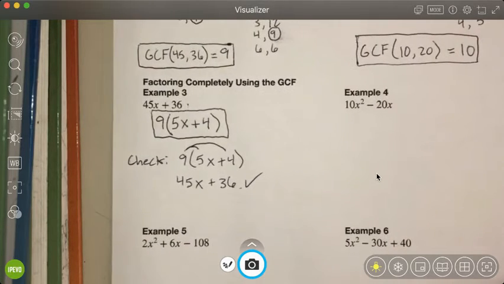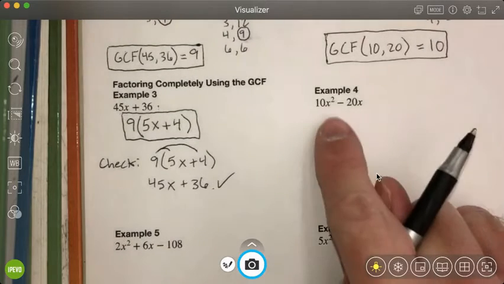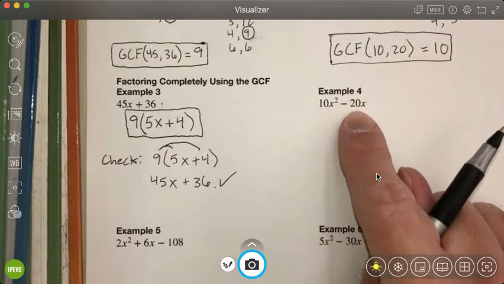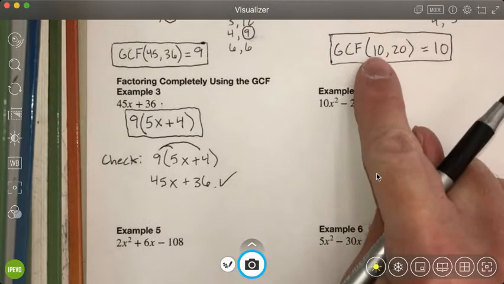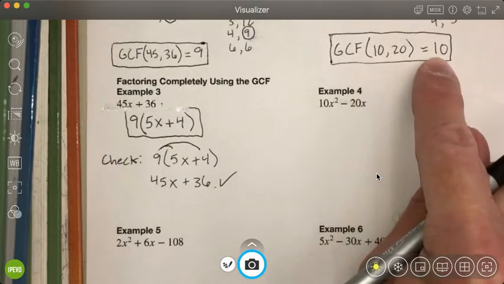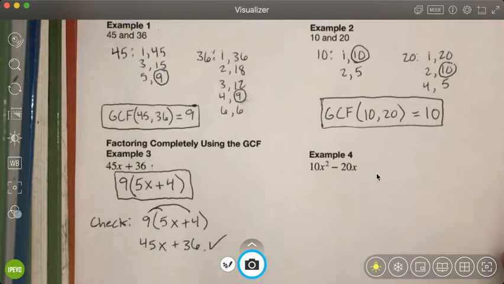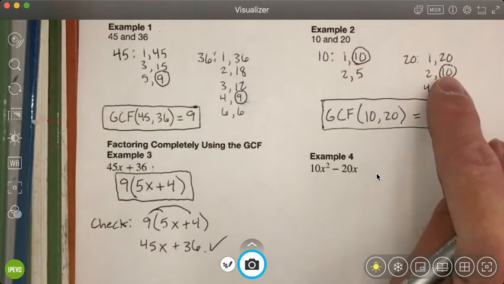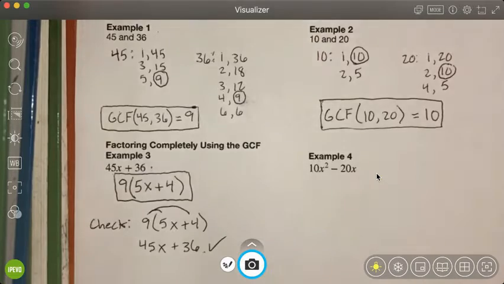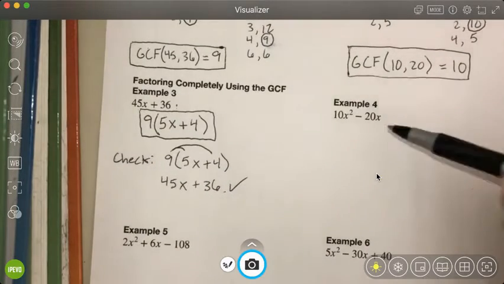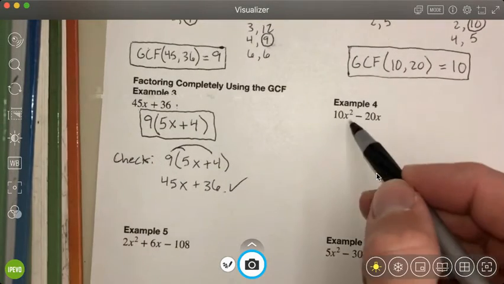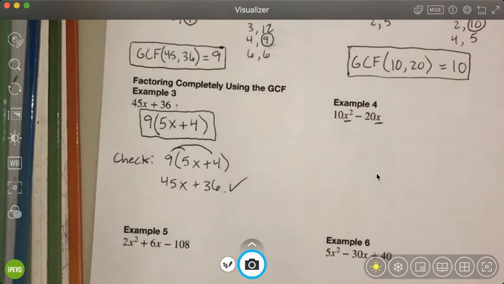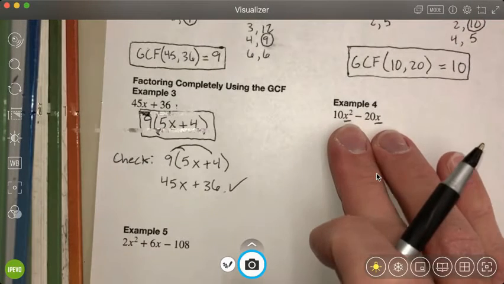This one's just a little bit more complicated, but the same ideas apply. Notice how there's a 10 and a minus 20. I know the greatest common factor of 10 and 20 is 10. The factor pair with 10 is 1, and the factor pair here for 10 is 2. But also notice how there's an x squared and an x. If that variable shows up in two terms, I can factor that out too.